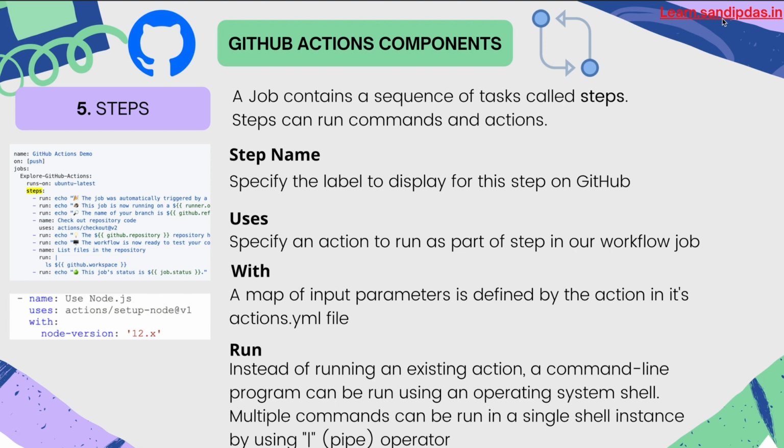Now let's learn about the with keyword. It is a map of input parameters defined by the action in its action.yml file. For example, you can check the Node.js example where in the name we are mentioning use Node.js, and it uses the action setup-node@v1 with node, and you can see the with keyword. Here we are mentioning what the Node.js version is, right?